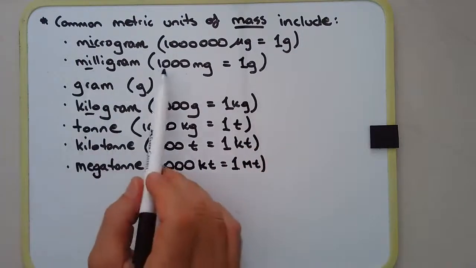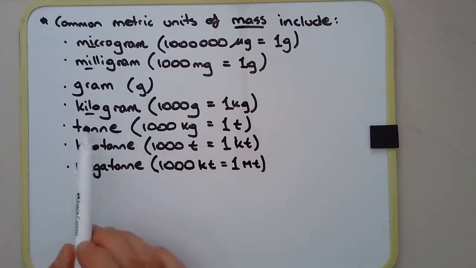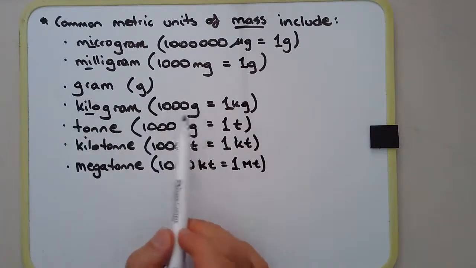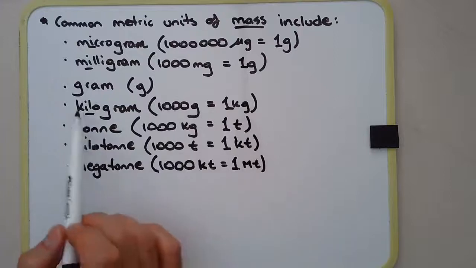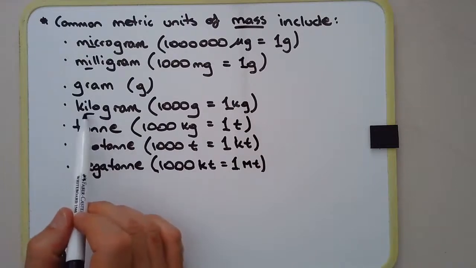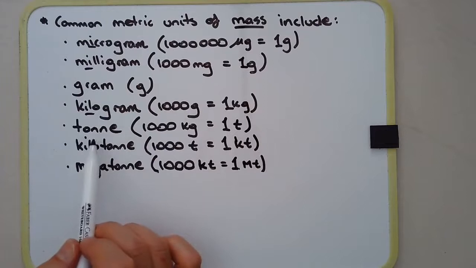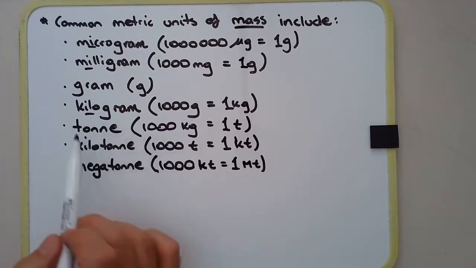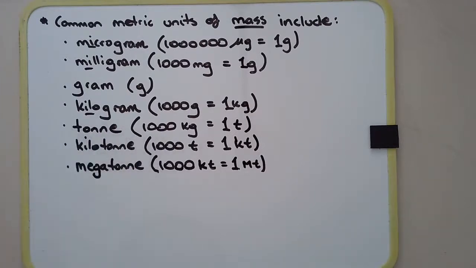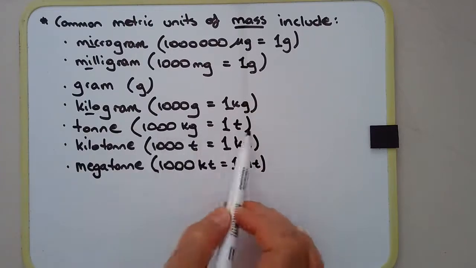We have the milligram, again, 1,000 milligrams to 1 gram. We have the gram. We have the kilogram, of course, so that's 1,000 grams to 1 kilogram. So the word kilo, or the prefix kilo, implies 1,000 of. Okay, so kilo means 1,000 of these grams. So that's 1,000 there. We have a ton. Okay, so this is a unique word to do with mass. Okay, that pertains to mass. 1,000 kilograms to 1 ton.